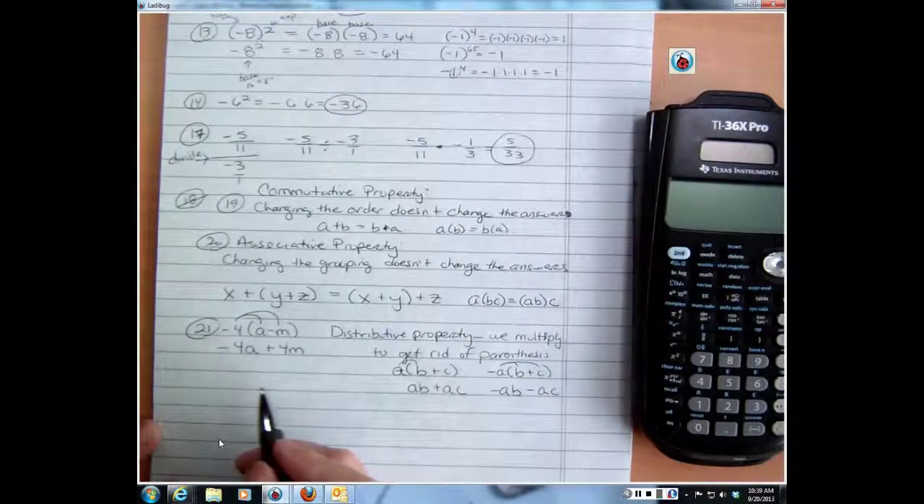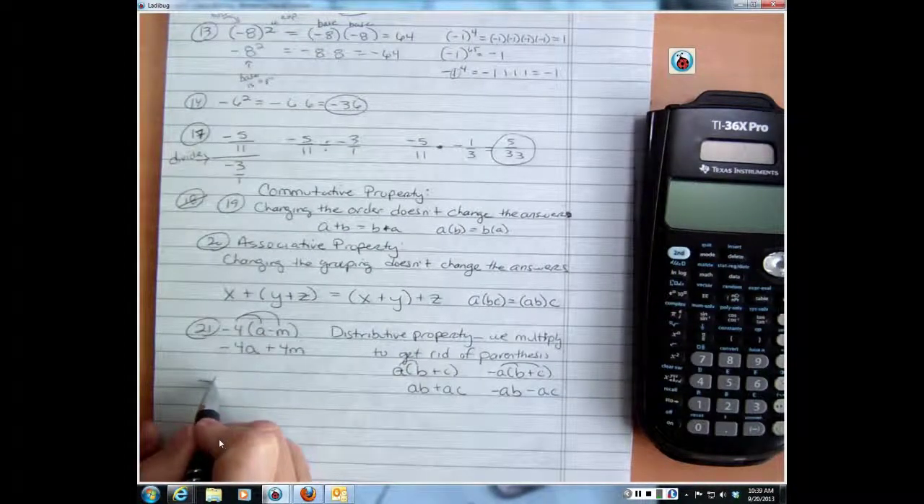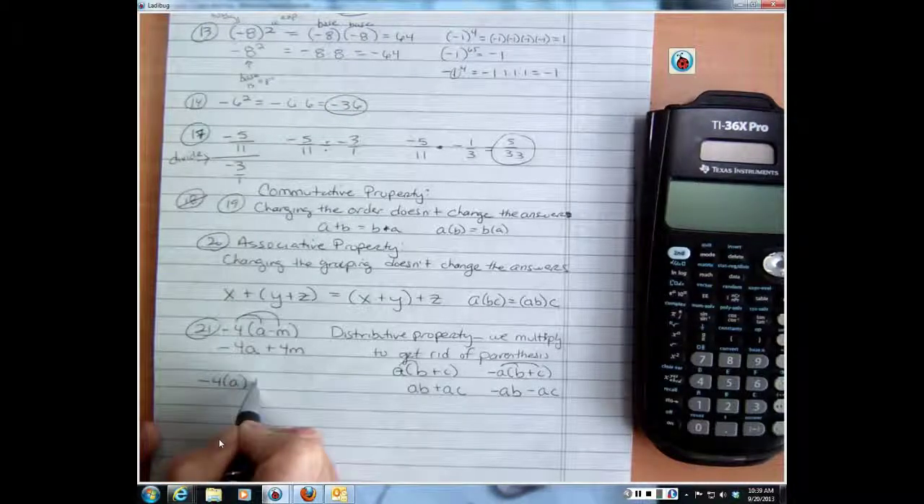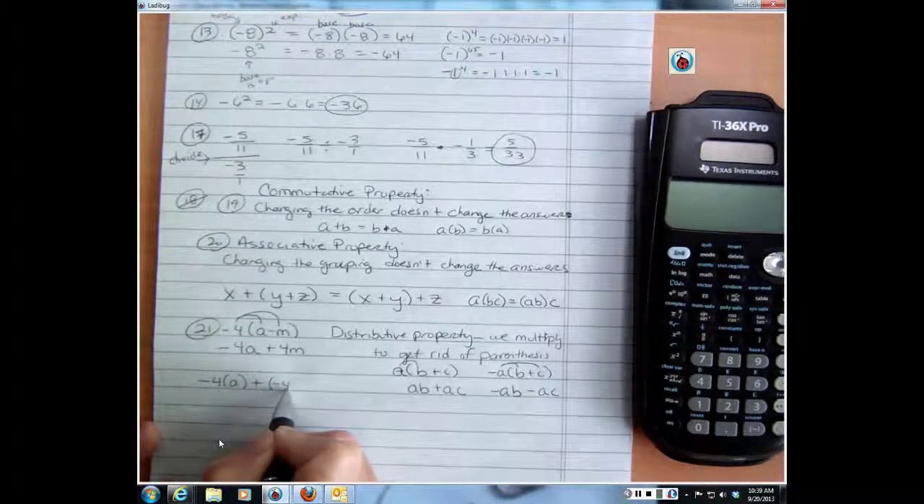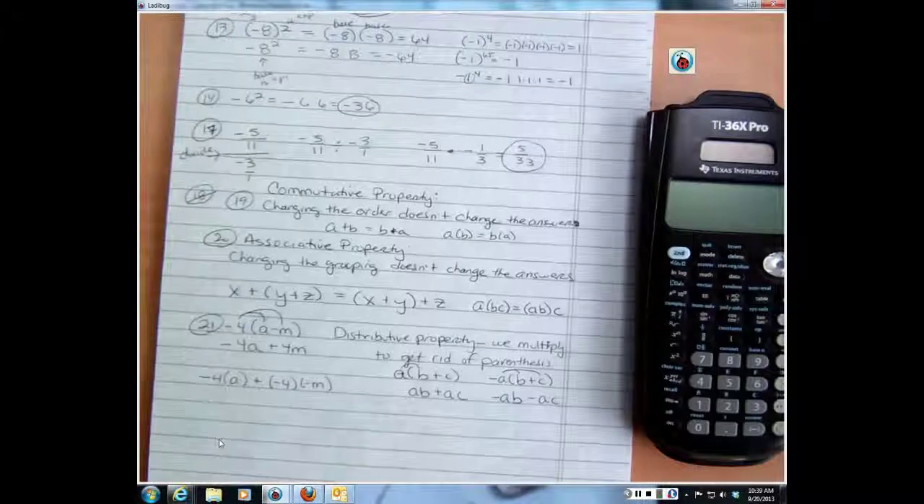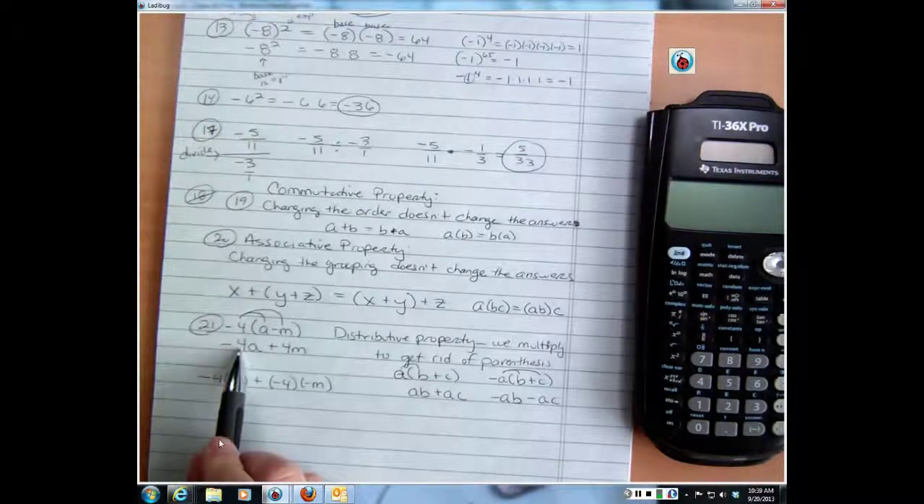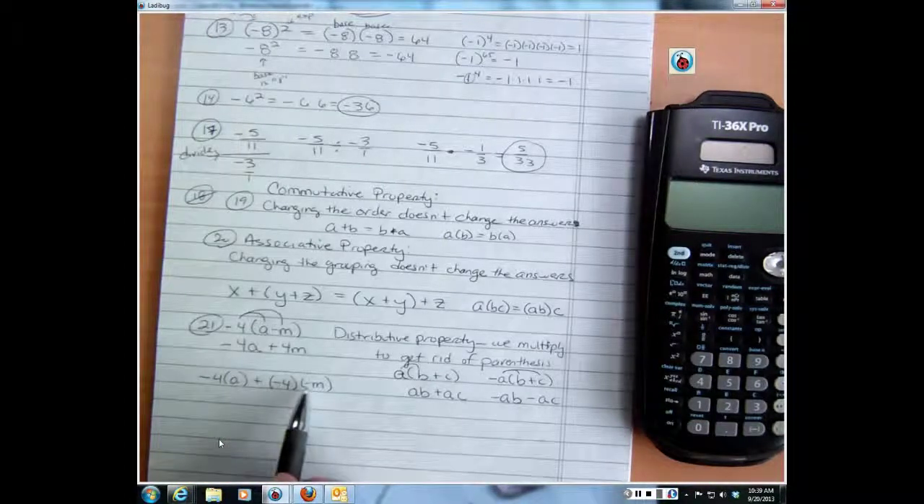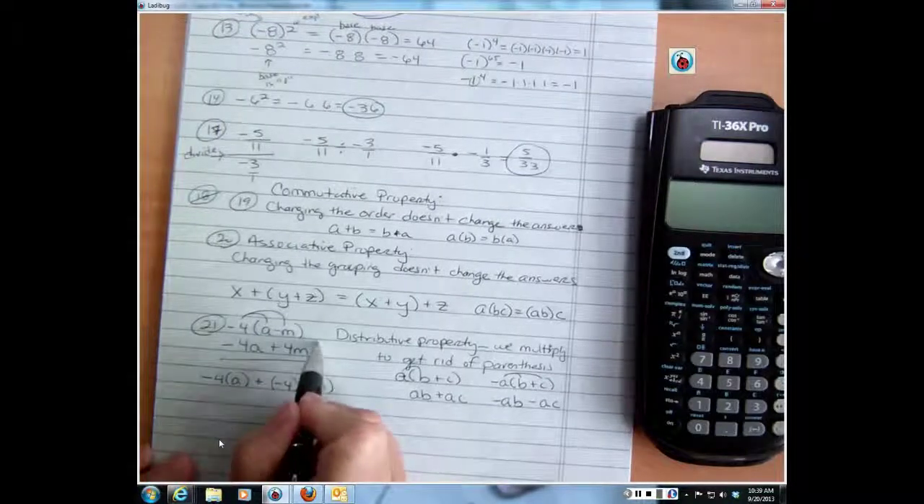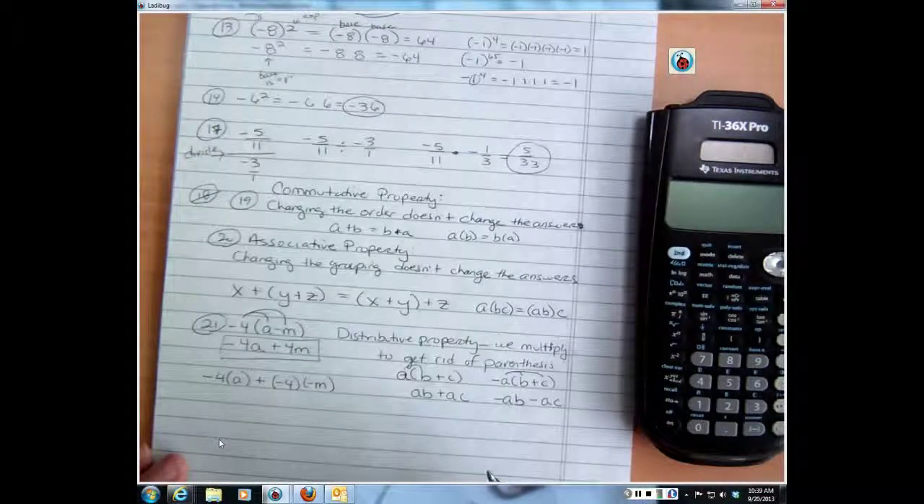And in detail what that looks like, if you want to see, I'm doing negative 4 times A plus negative 4 times negative M. I'm always putting a plus in between those two things because they're two separate things. So that gave me one negative, one positive is negative. Two negatives here made that positive overall. Okay, so this is the final answer, negative 4A plus 4M.